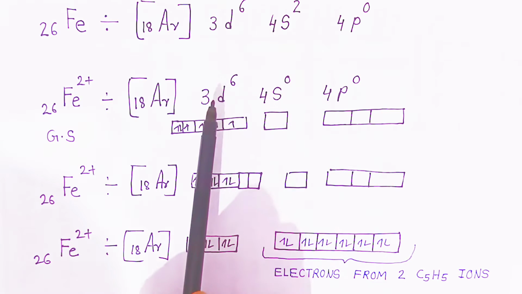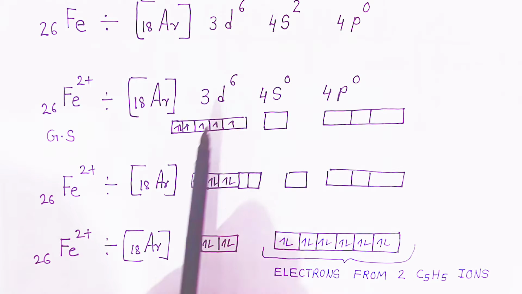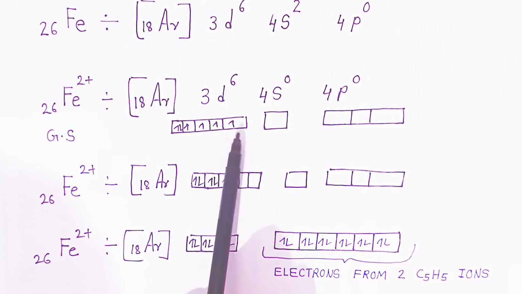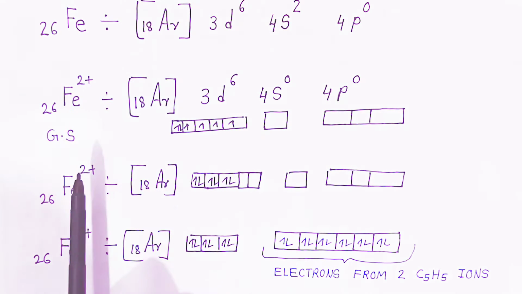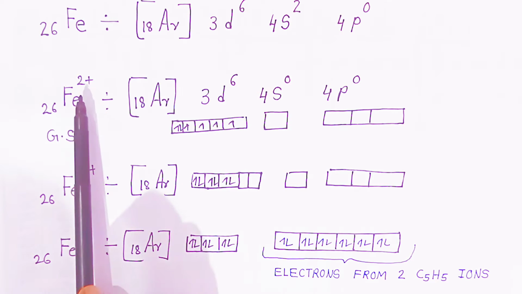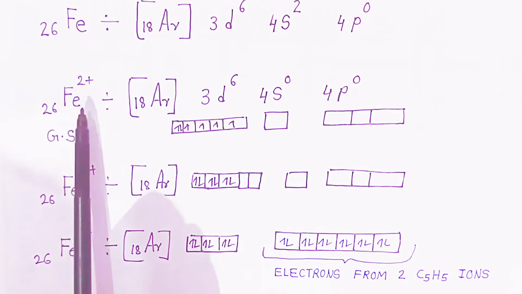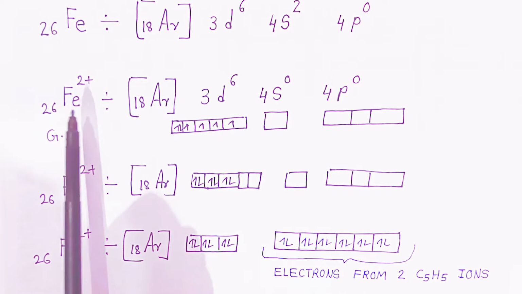Understanding students? Now the 6 electrons are distributed like this, because the d orbital has 5 sub-orbitals. First one electron will go to each orbital, then the pairing will start. So you will get 4 unpaired electrons in the iron 2 plus. You can say now it is an ion. This is the atom, now it is converted into an ion. Which type of ion is it? It is a cation, and this cation is in the ground state.